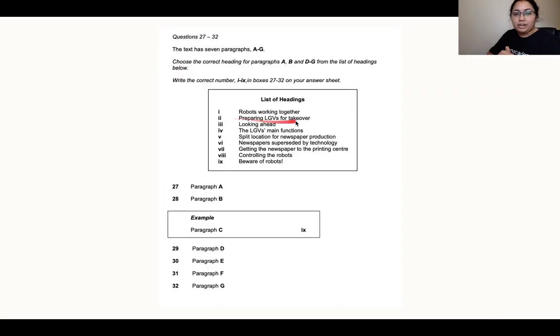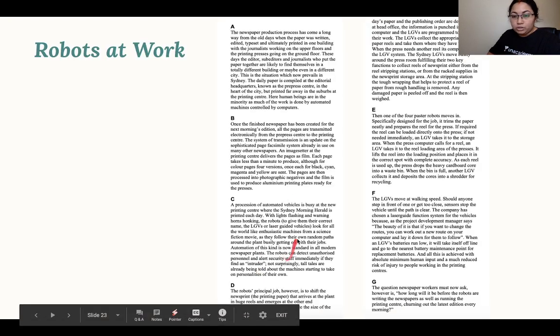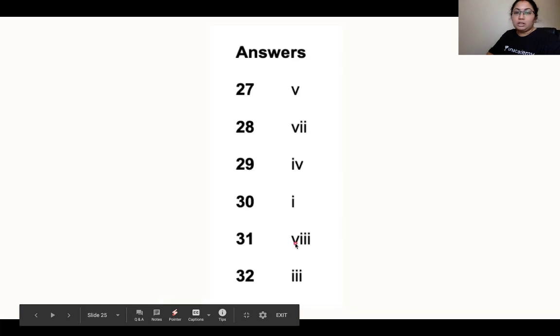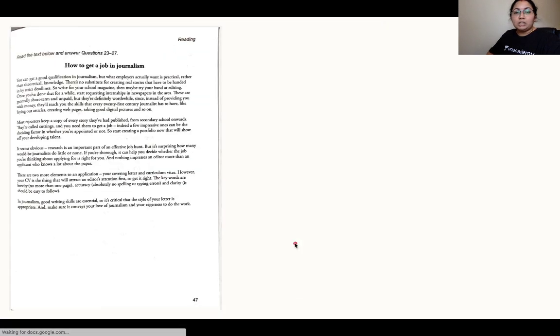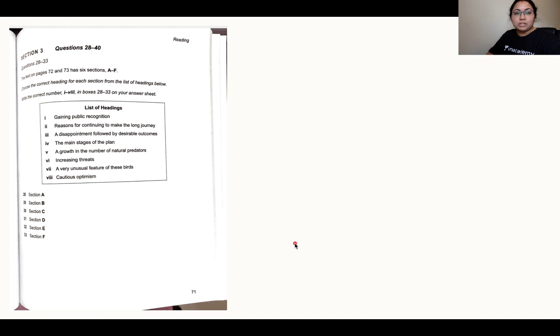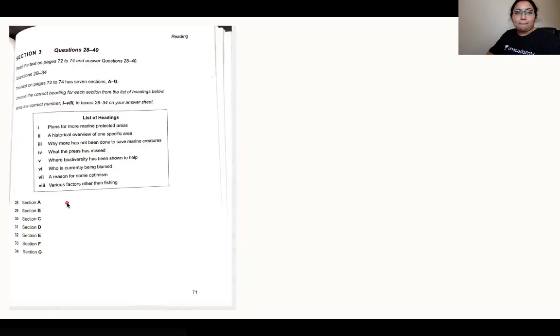This is how the list of headings works, and you can see here that they have already said example is paragraph C. So this could be the starting, or this could be where it follows a chronological order, or it could be any of that. Okay, so these are a few other question types that you can see. They will say choose the correct heading for each section from the list of headings, and you will have it. All right, so these are a few question types.